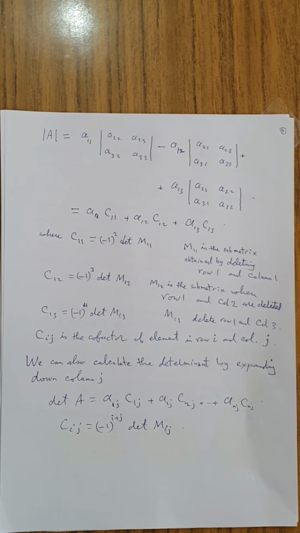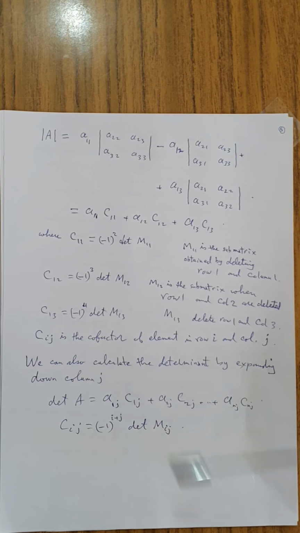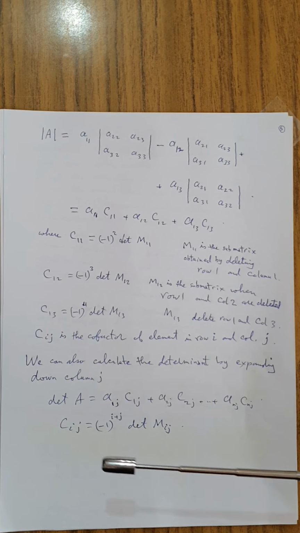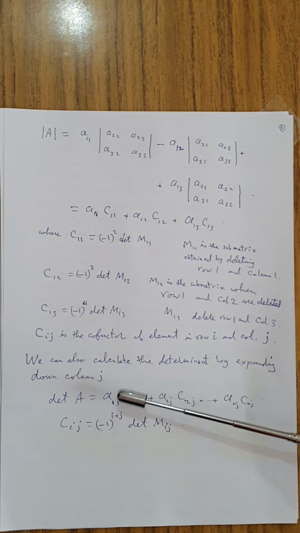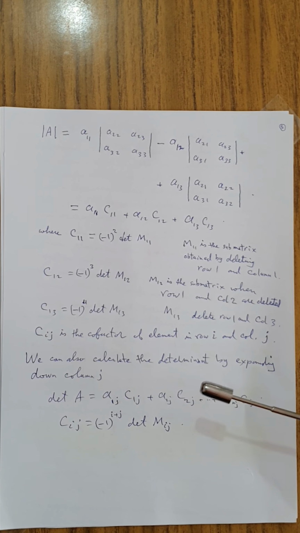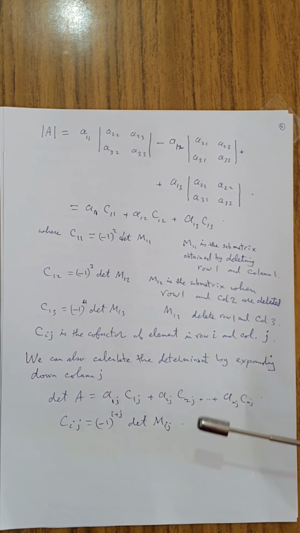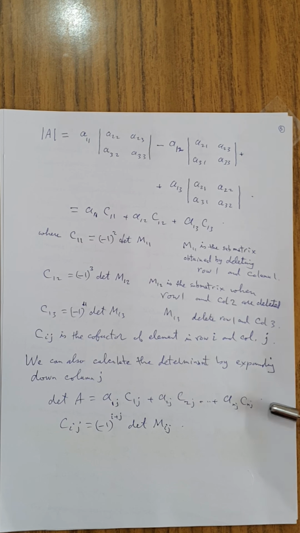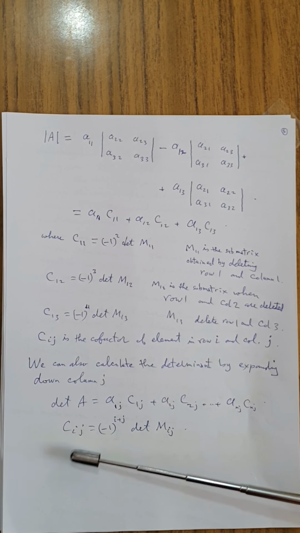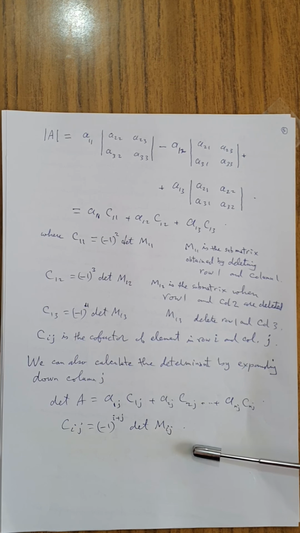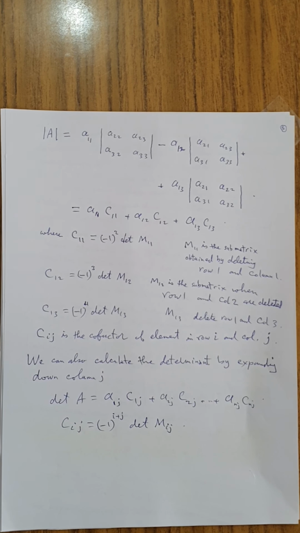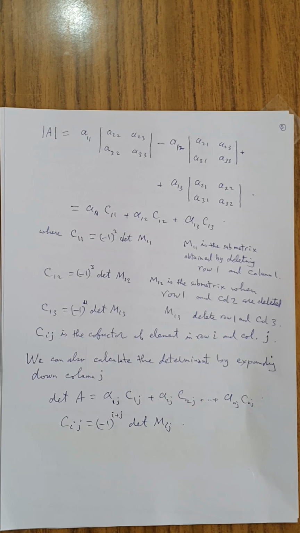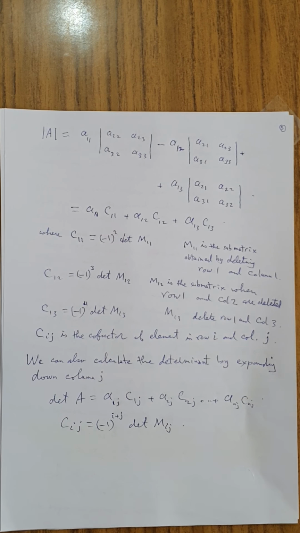We can also calculate the determinant by expanding down column j. So instead of expanding by the row, expand by the column. So determinant A becomes A1j C1j plus A2j C2j plus Anj Cnj. And always Cij is minus 1 to the i plus j times determinant Mij. This formula is usually the easiest, and we usually expand using this cofactor formula.